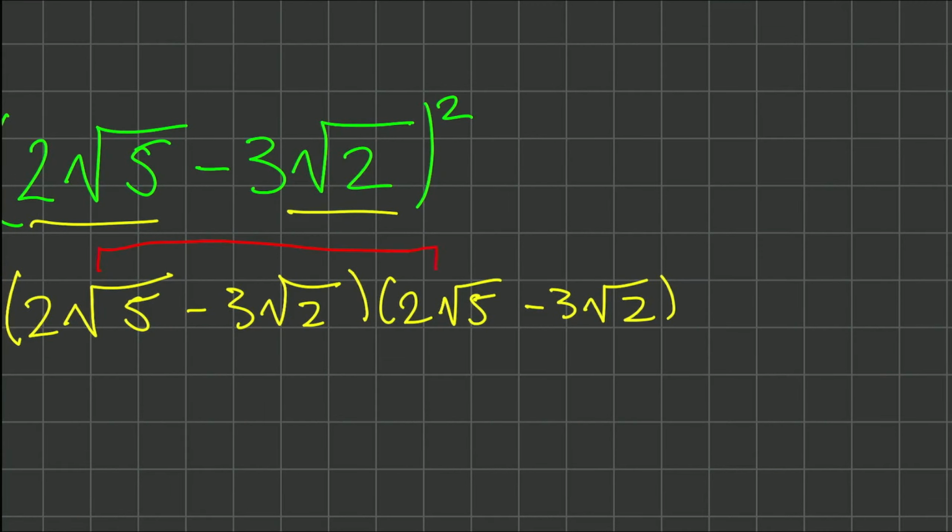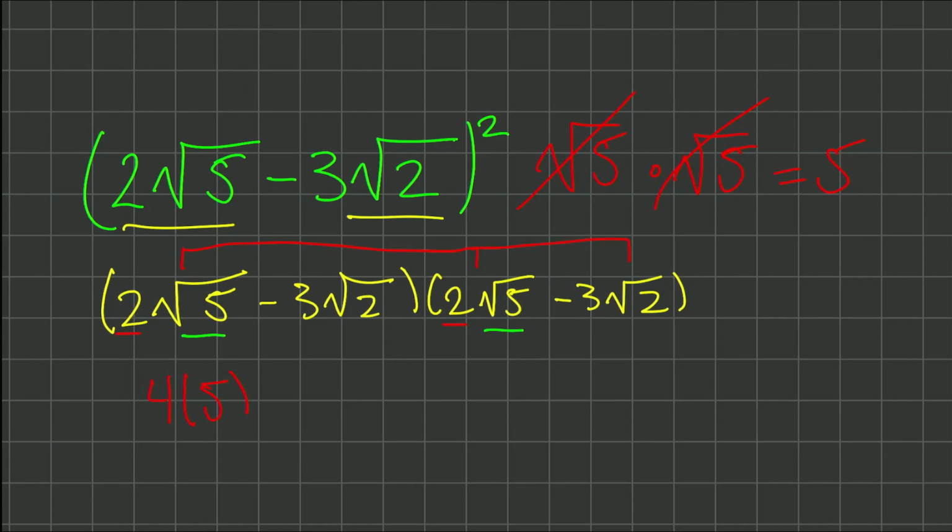What do our radicands multiply to? We have the square root of 5 times the square root of 5, which equals 5. These square root signs cancel out, so we get 5. Now, we have 2 root 5 times negative 3 root 2. Negative 3 times 2 gives us negative 6. We're going to multiply our radicand by radicand now, so root 5 times root 2 gives us root 10.